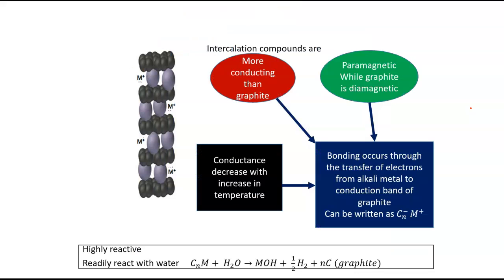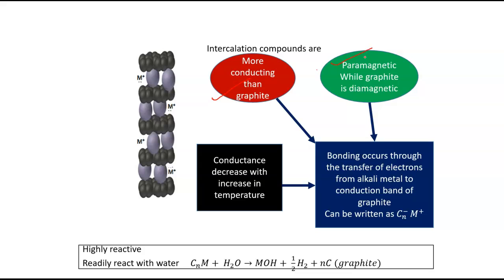And coming further, the intercalation alkali metal compounds are more conducting than graphite. It's an important thing. Graphite is not that conducting, but the intercalation compounds of alkali metals are more conducting, and they are paramagnetic while graphite is diamagnetic. The first thing is conducting nature. The conducting nature increases, and the intercalation compounds are paramagnetic.